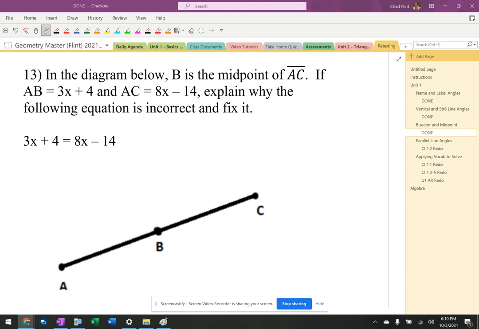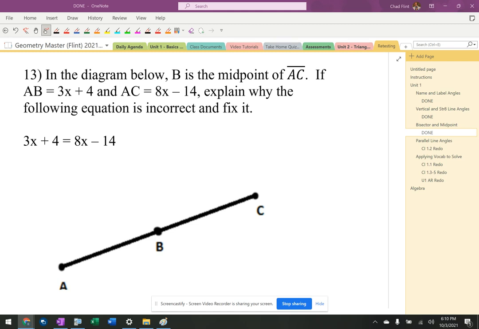So midpoint and bisector can have a little bit more difficulty with the equations when you write them, because they aren't just always going to be equal, and they're never going to add up to 180. They're going to be equal sometimes, and then sometimes this is going to happen.